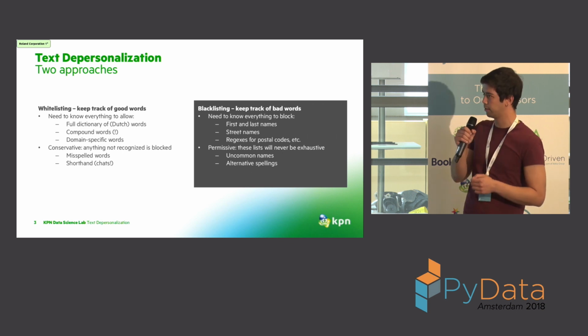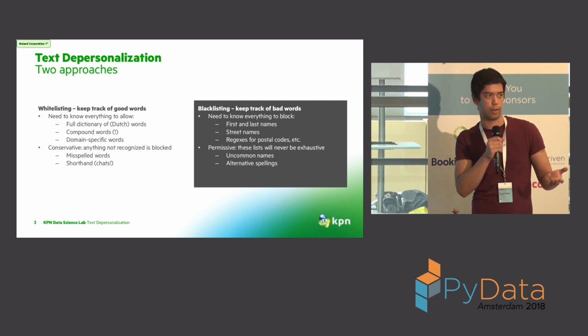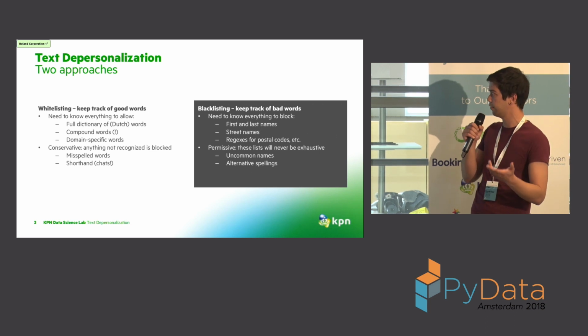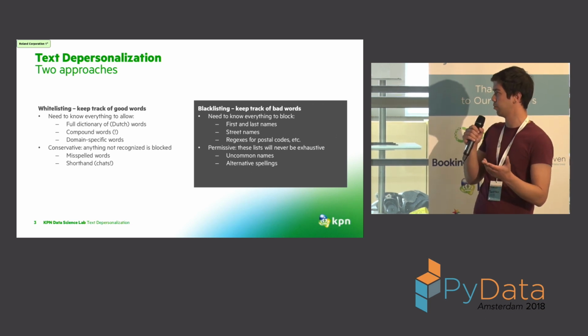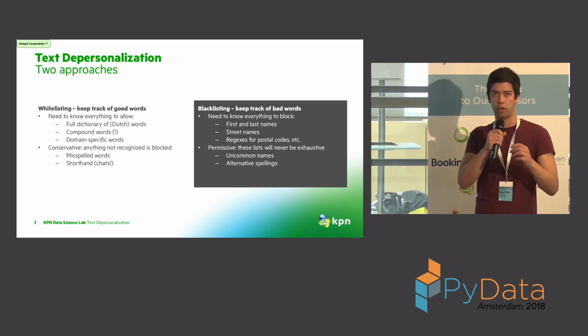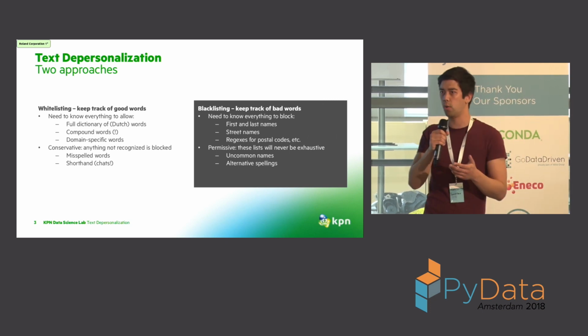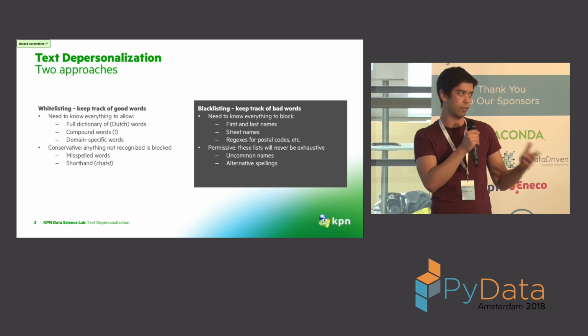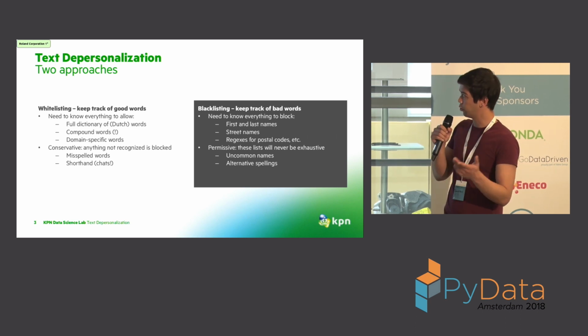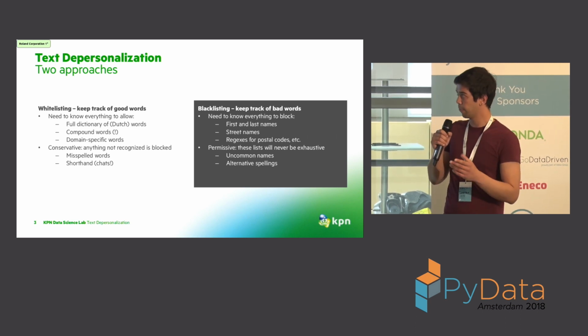We started with blacklisting because it's kind of the easy thing to start with. You try to recognize numbers and names and this kind of stuff. But there are a lot of problems because you need to know exactly what all the stuff is that you want to block. And these lists will never be exhaustive, so you're always going to have problems with stuff slipping through. So in the end, we actually went for whitelisting because it's safer.